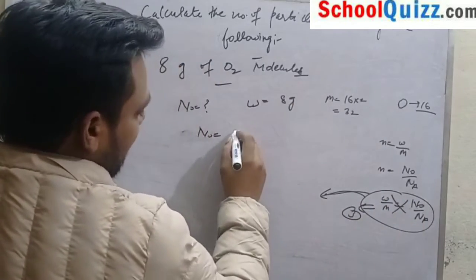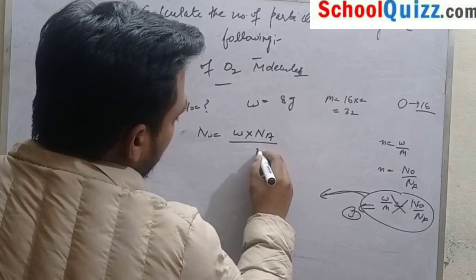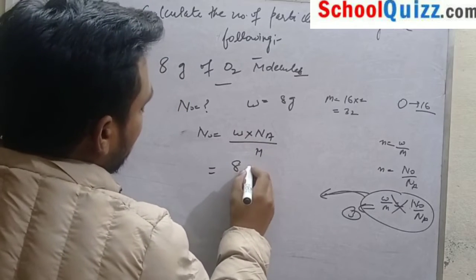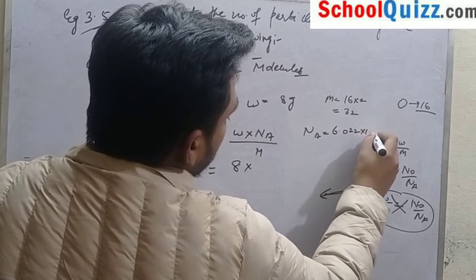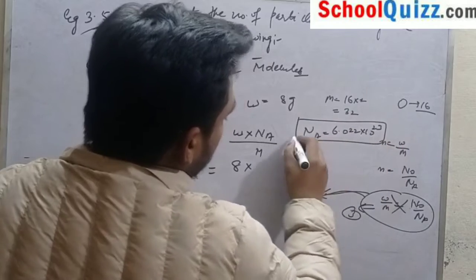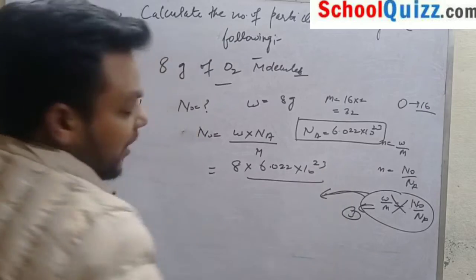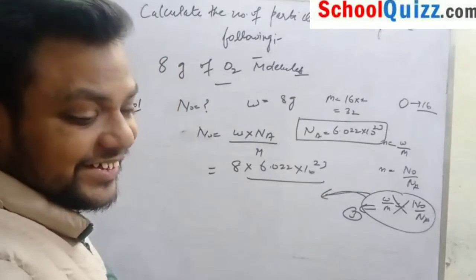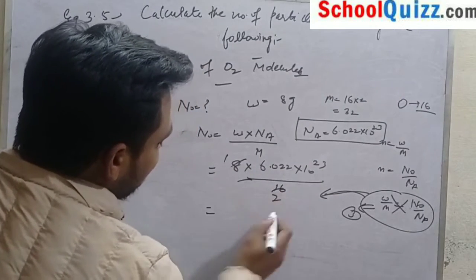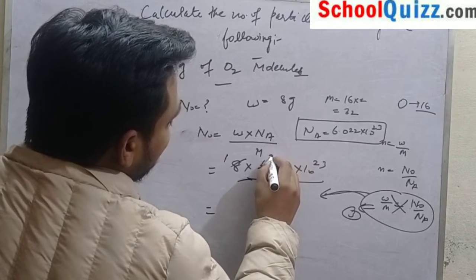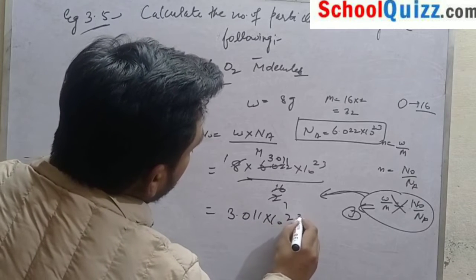We have to cross multiply. Then n naught will be equal to w into na upon m, and w here is 8, and na value we already know, that is Avogadro number 6.022 into 10 is power 23, and m is 16. So 8 1 is 8, 8 2 is 16, and 2 1 is 2, 2 3 is 6, and 3.011. So our answer comes out to be 3.011 into 10 is power 23.